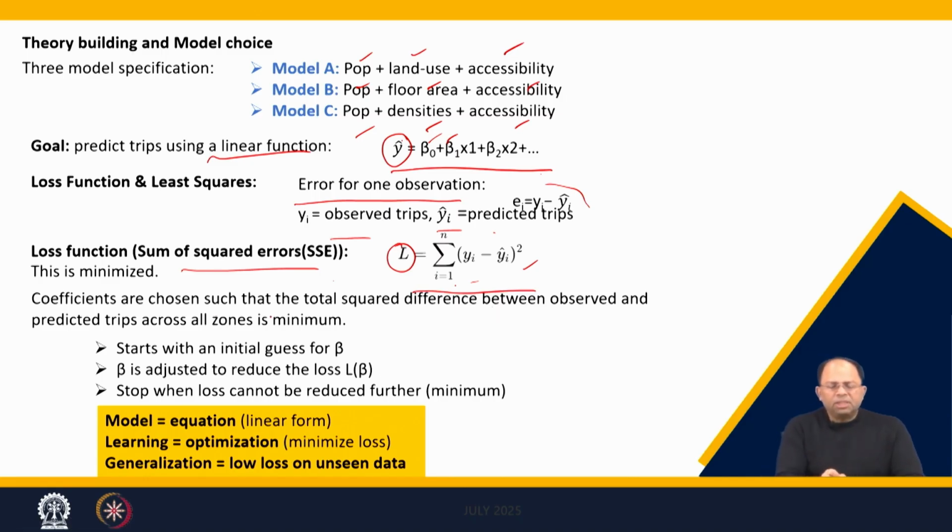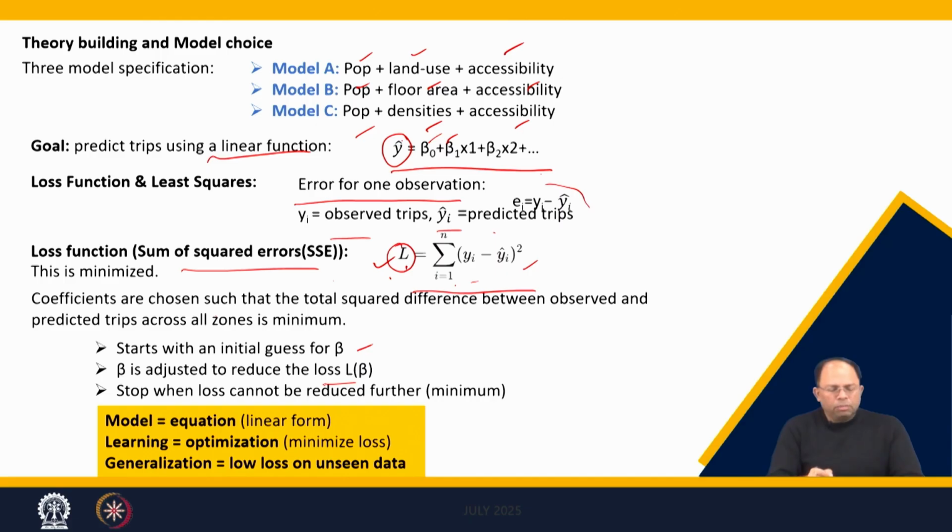So coefficients are chosen such that the total squared difference between the observed and the predicted trips across all zones is minimum. We can start with an initial guess for beta, and beta is then adjusted following some strategy to reduce the overall loss, which in this case is L, and then stop when the loss cannot be reduced further. So this is where it is the minimum loss, right? That means it is the least value. That would be where I stop, and those would be the beta values we accept.